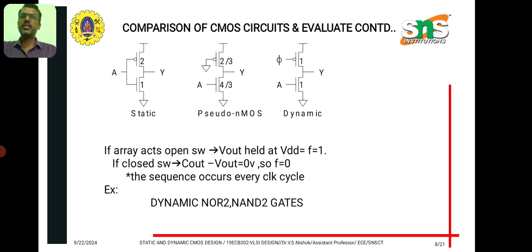Similarly, coming to the dynamic logic, we have the clock signal given to the pull up network, and in the pull down network we give the input as A. So this is the case here.